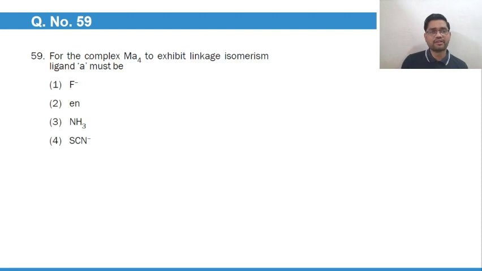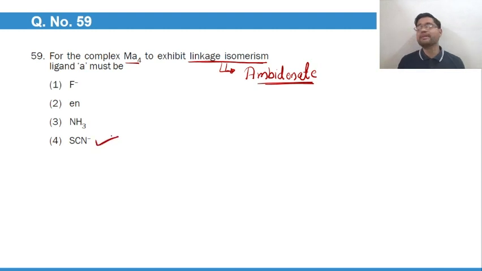59. For the molecule MA4 to exhibit linkage isomerism, the ligand must be ambidentate. For linkage isomerism, you should know that an ambidentate ligand is required. So in all the options, the ambidentate ligand is SCN-1.